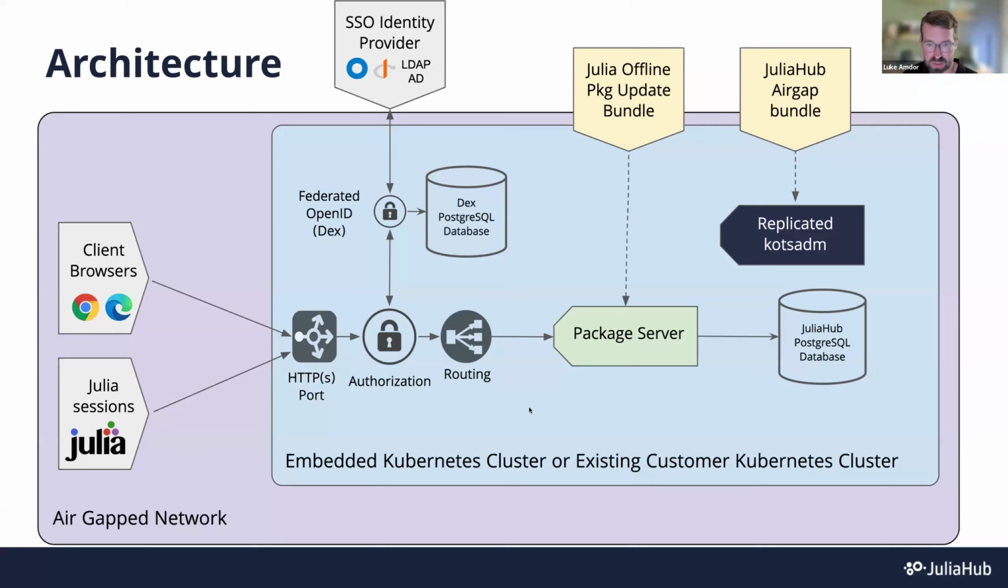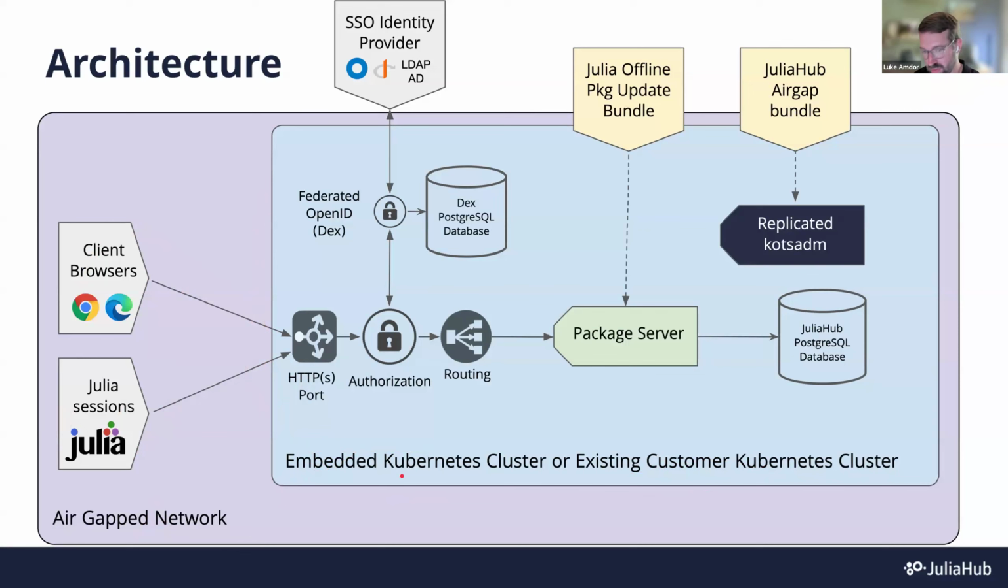So first, of course, we have our air gap network, right? And we will have workstations that are within that air gap. But first, we've got to talk about what is the landing zone for our JuliaHub installation. So we have two different options that we'll talk about today.